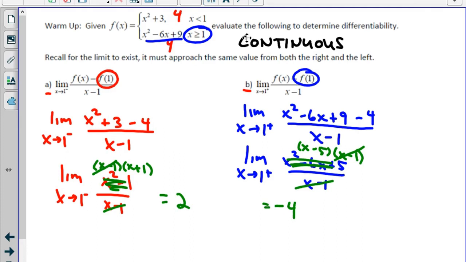So the limit as we approach from the left is 2, and the limit as we approach from the right is negative 4. That means that our derivative, or basically the slopes of our tangent lines, are not the same in both directions, and that means that this function is not differentiable.